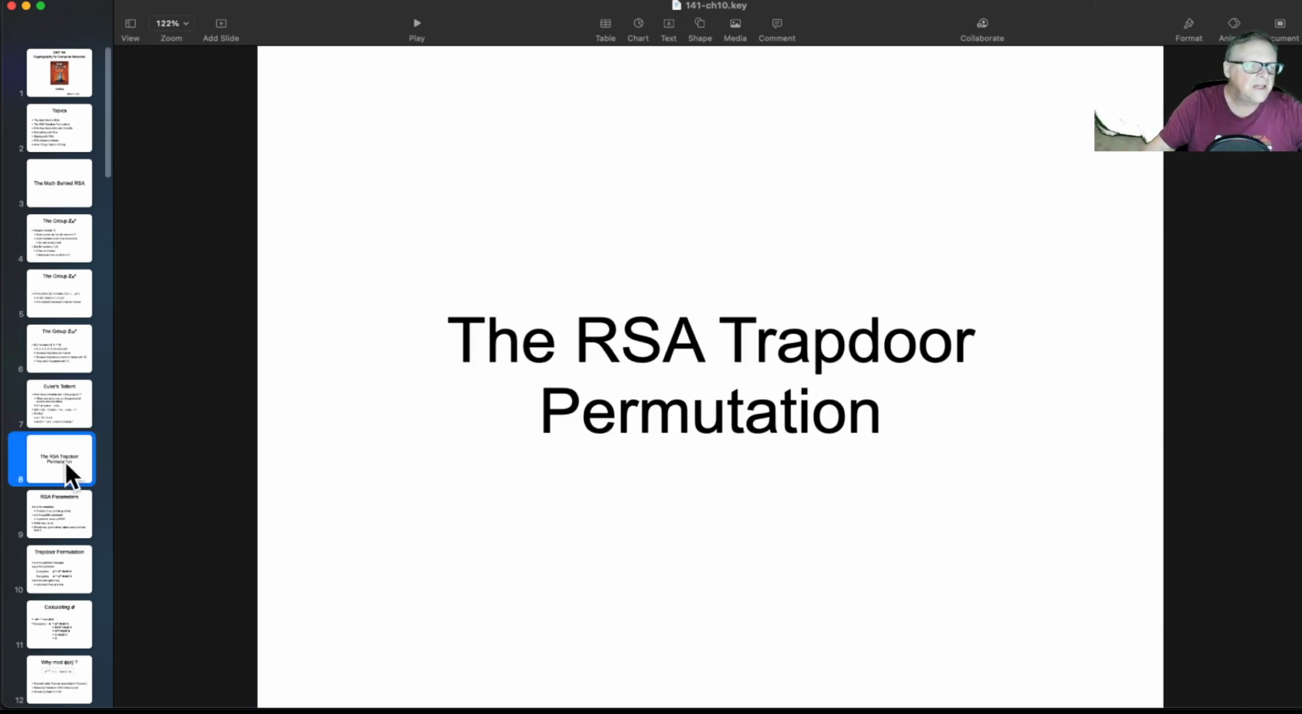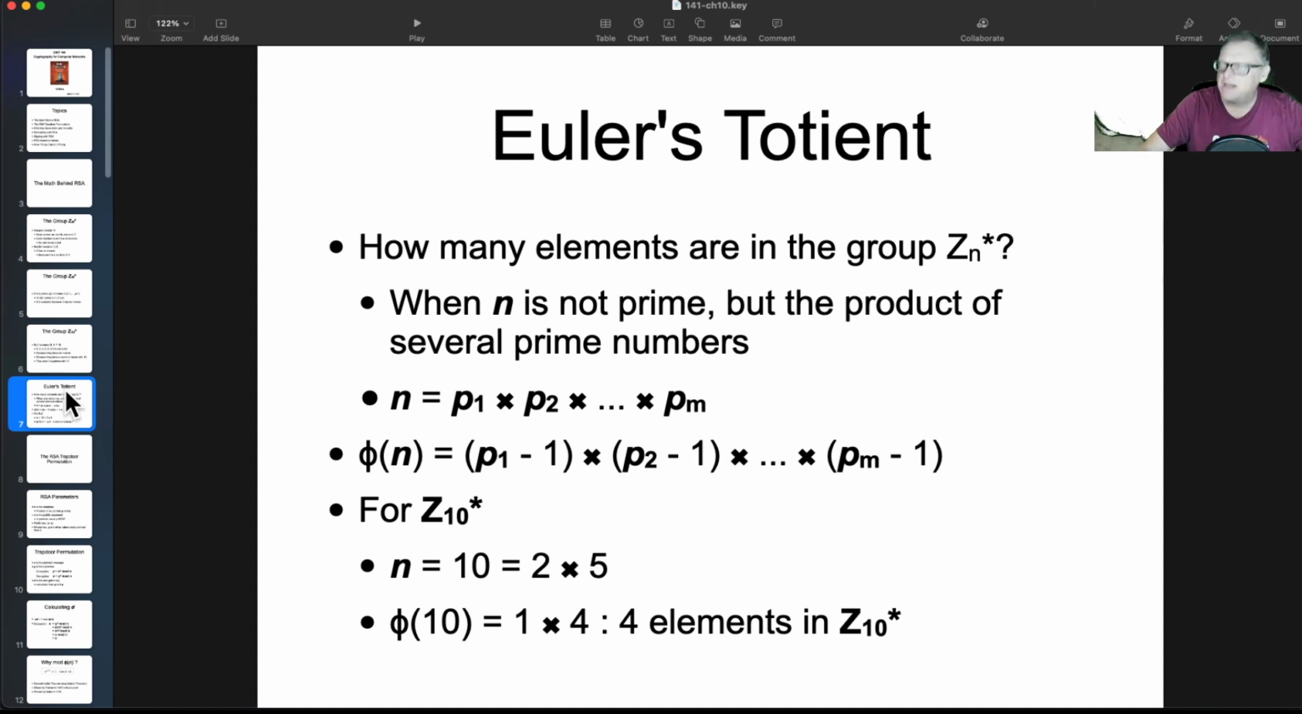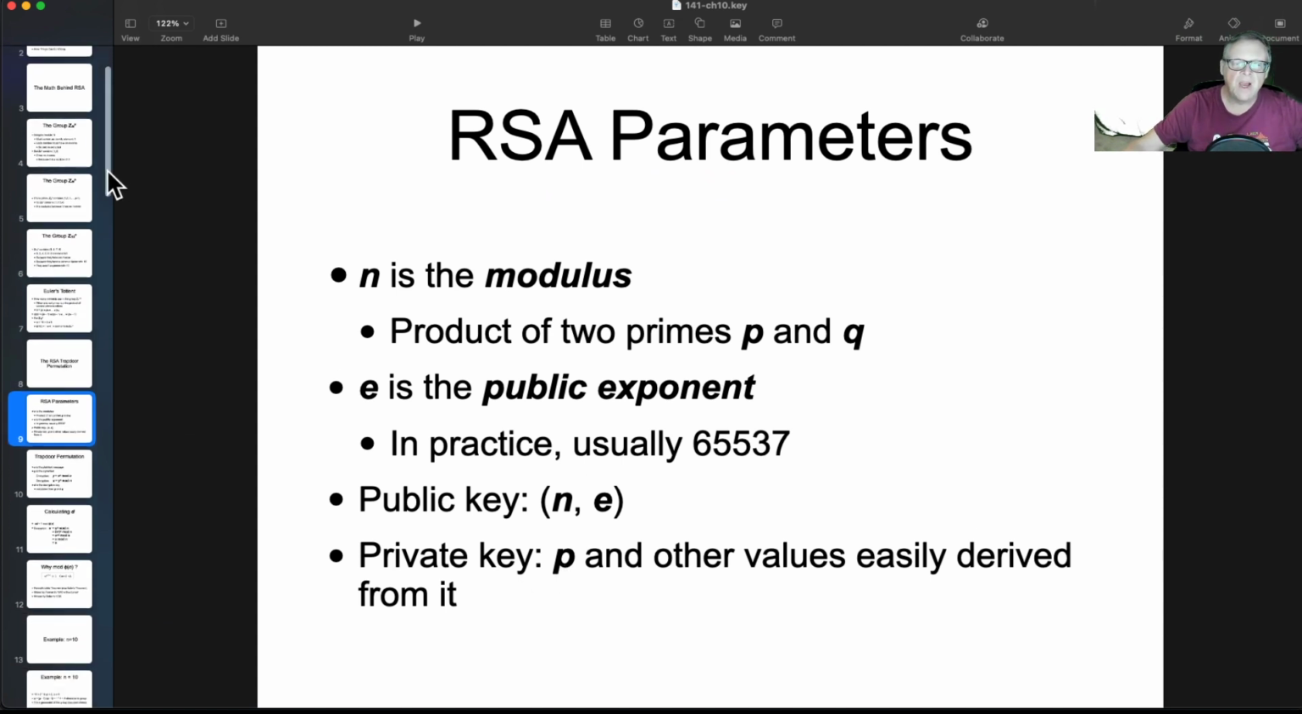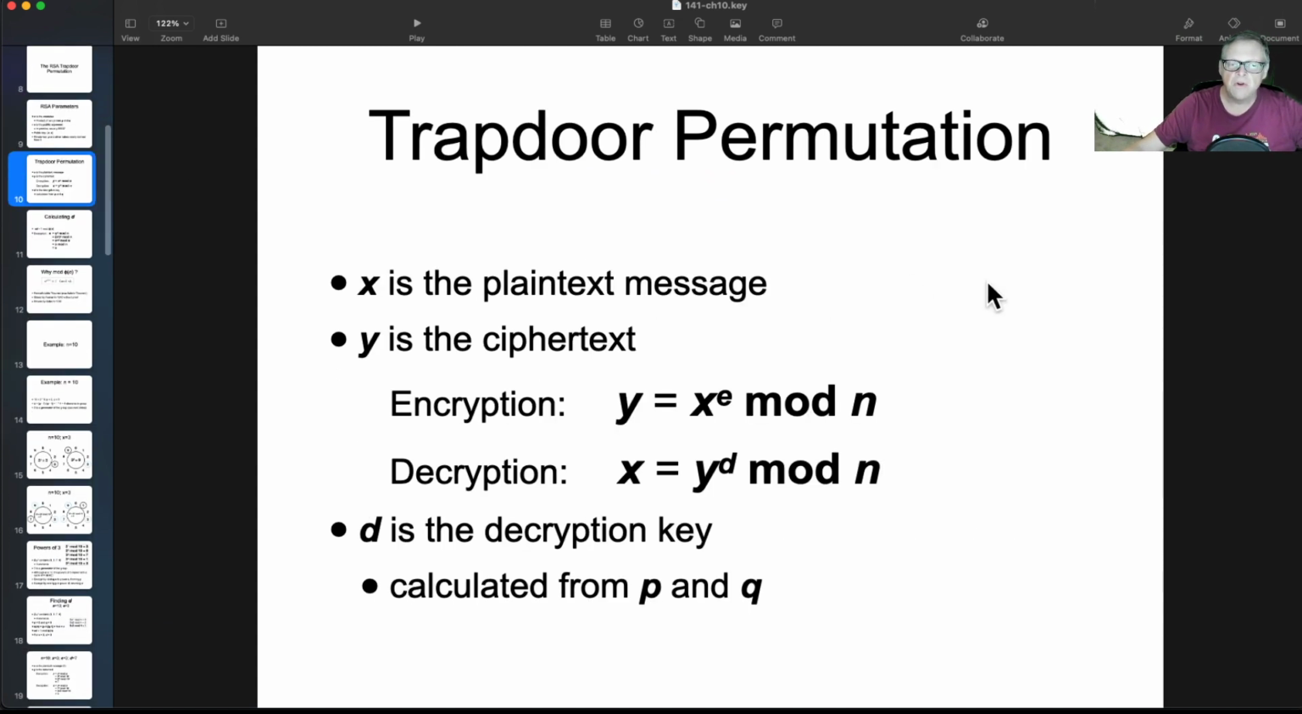All right, so here are the parameters. N is the modulus, which is the product of P and Q, two prime numbers. E is the public exponent, and in practice you usually always just use the same number. And so a public key is N and E. Anybody can encrypt data with N and E. They can only decrypt it with a private key, which is derived from P. So P is secret, and various other numbers derived from P are secret also.